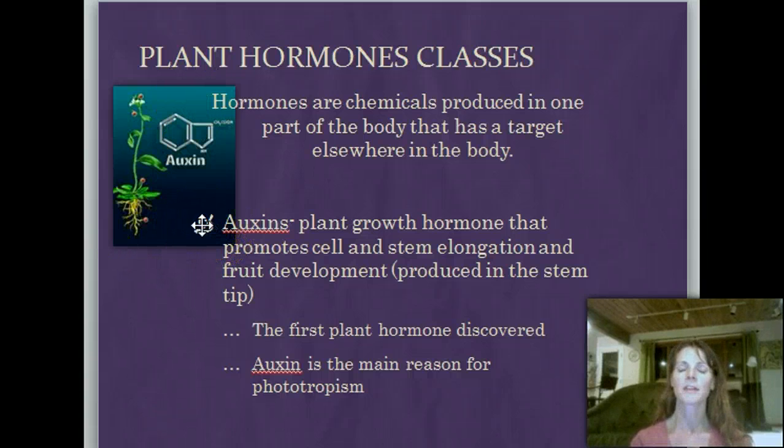But one of the first ones is auxins. Auxins are the plant growth hormone. It promotes cell and stem elongation, okay? So obviously it makes the plant grow. And fruit development as well, which is produced in the stem tip. It's the first plant hormone that was actually discovered. Auxin is the main reason for phototropism because remember, it needs light for that growth, that photosynthesis that allows it to produce its food and ultimately grow. So auxin, kind of like our growth hormone, is what that is.